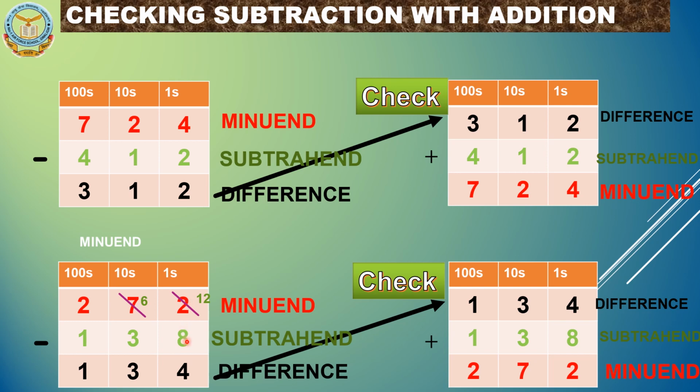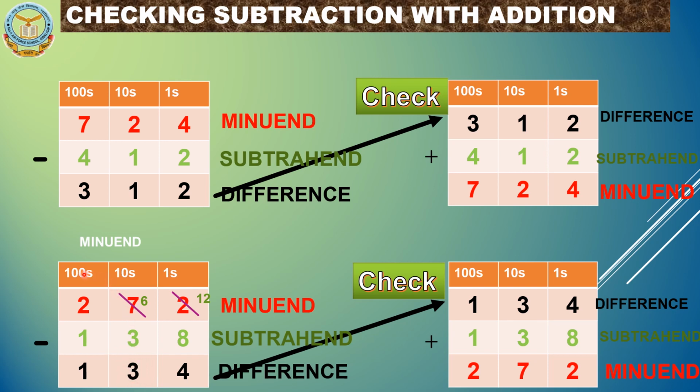Now subtract 8 ones from the 12 ones. So 12 ones minus 8 ones is equal to 4 ones. Write down 4 in the ones place. Now move to the tens place. Subtract tens. So 6 tens minus 3 tens is equal to 3 tens.